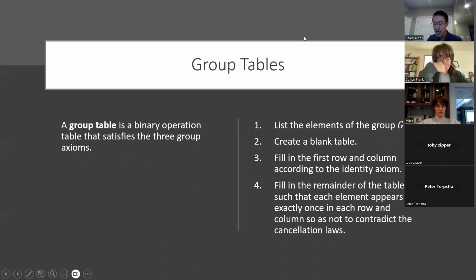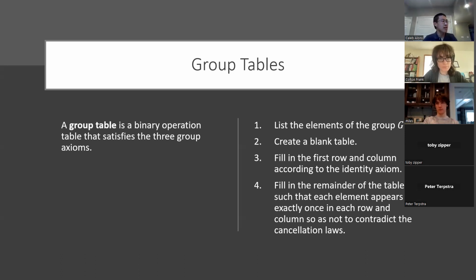So group tables are a continuation of essentially what we were doing in the previous week with the binary operation tables. Now all we're doing is creating binary operation tables that satisfy the group axioms. A group table is a binary operation table that satisfies the three group axioms. The way you construct these is to first list the elements in your group. Then create a blank table, and fill the first row and the first column by the identity axiom, since it just spits back the same thing with the identity. The harder part is to fill in the rest of the table such that each element appears exactly once in each row and column.